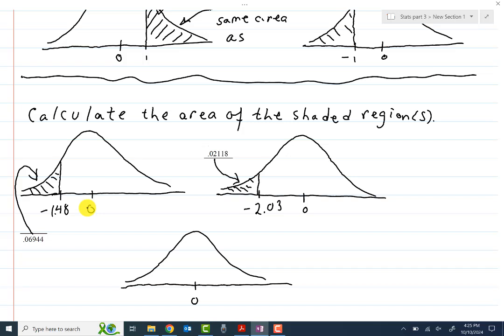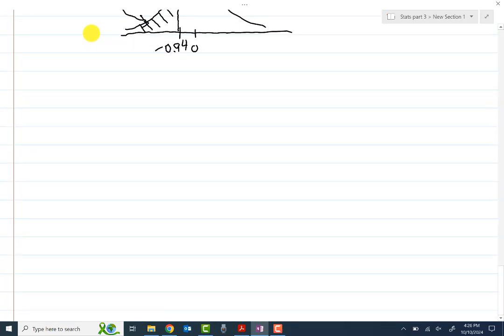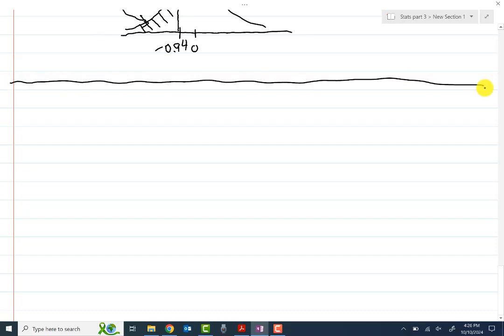Now in this situation, let's try negative 0.94. This one I'll leave for you. The area that I get for that piece is 0.17361. Now let's move to the other side.